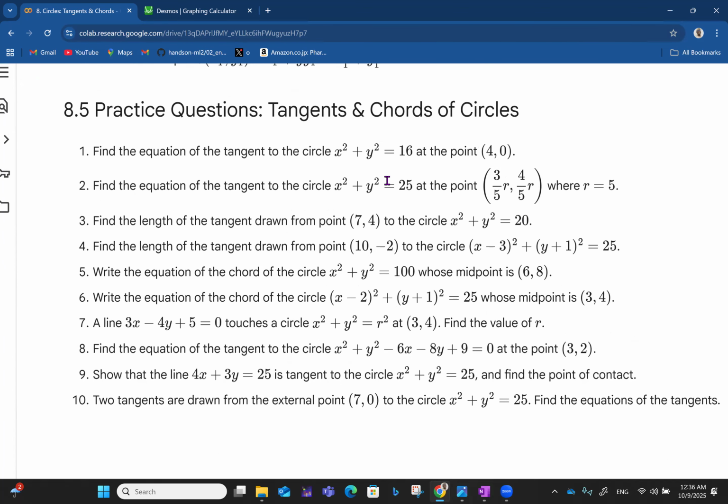So for tangents and chords of circles now, find the equation of the tangent to the circle x squared plus y squared equals 16 at the point 4, comma 0. Of course, that's xx1 plus yy1 equals r squared. So x1 is 4, y1 is 0. That will be 4x plus 0 times y equals 16. So that will simply be 4x equals 16, that's x equals 4.